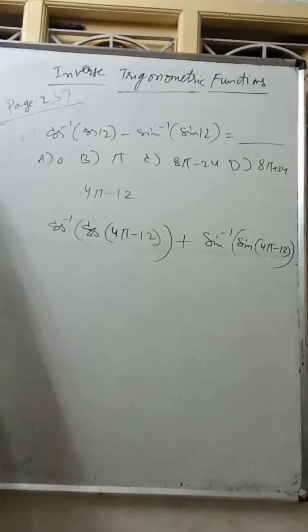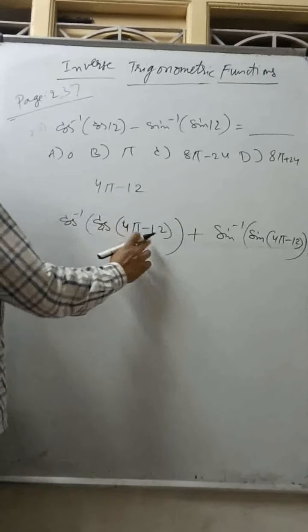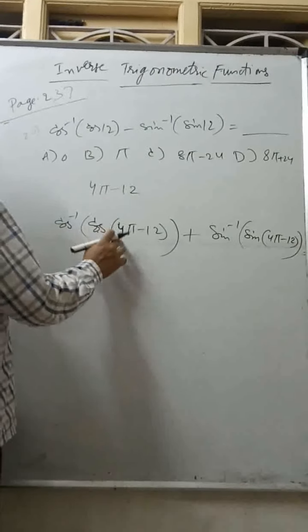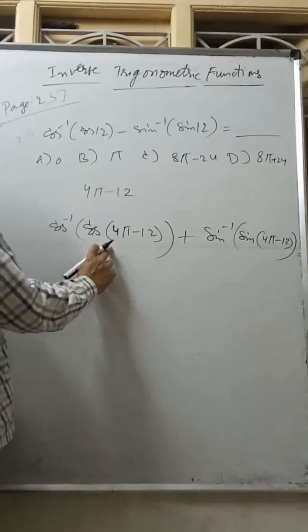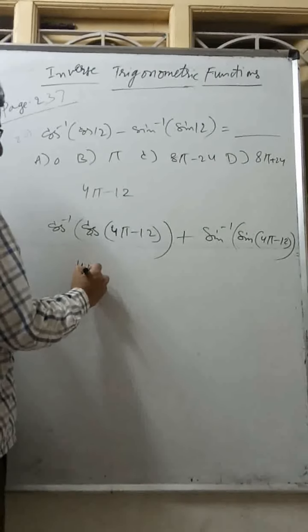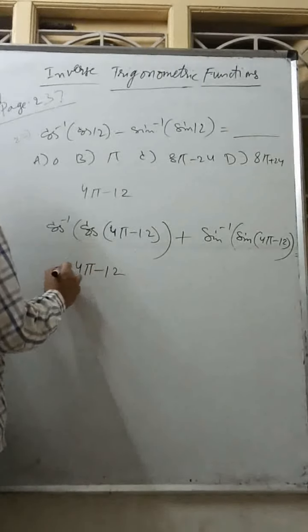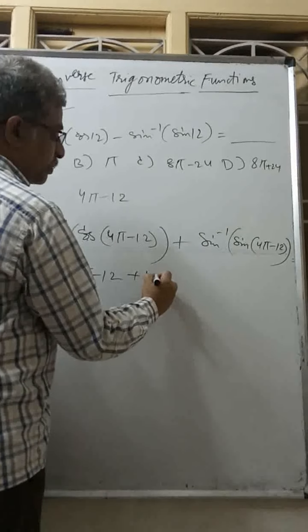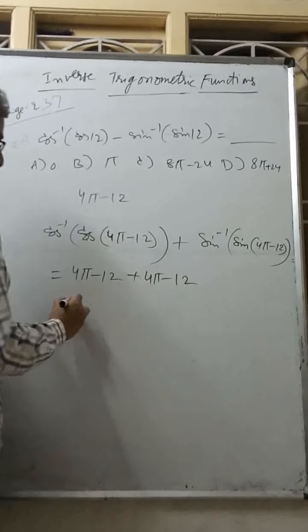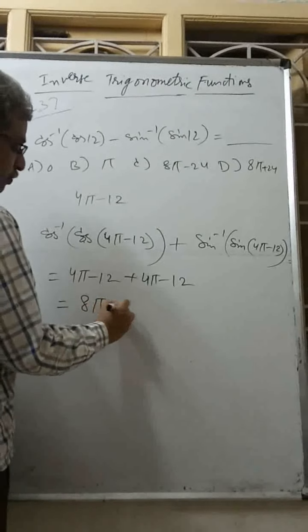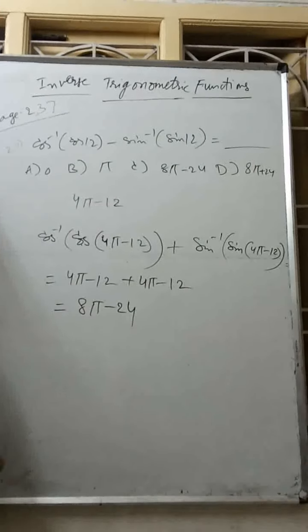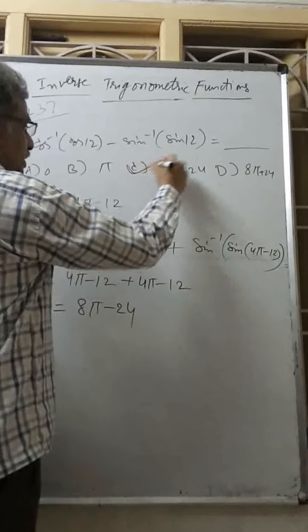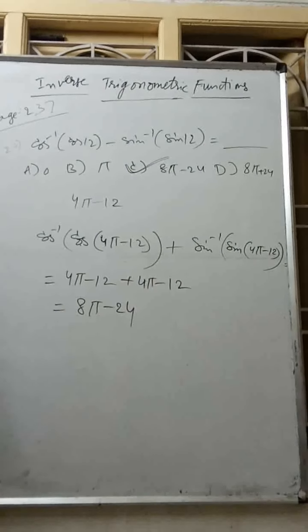Now everything is balanced. So cos inverse of cos x, like f inverse circle f, is x itself, identity. So identity in A, this becomes 4 pi minus 12. Plus this also, identity in A. So 4 pi minus 12, plus 4 pi, 8 pi, minus 12, minus 24. So our answer is 8 pi minus 24.